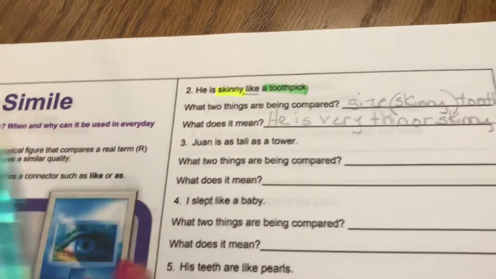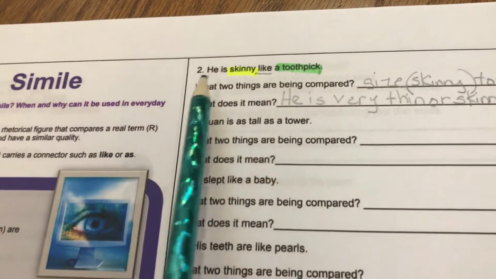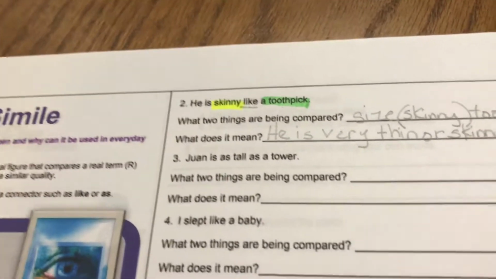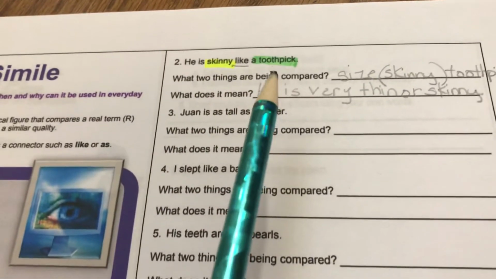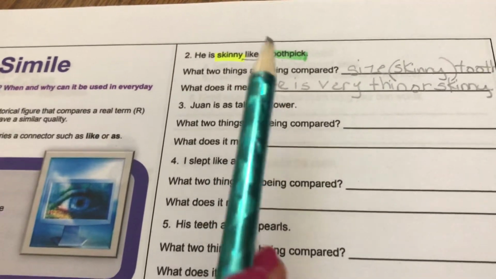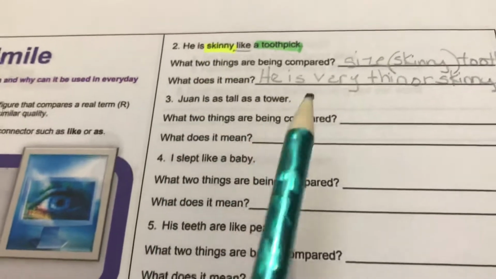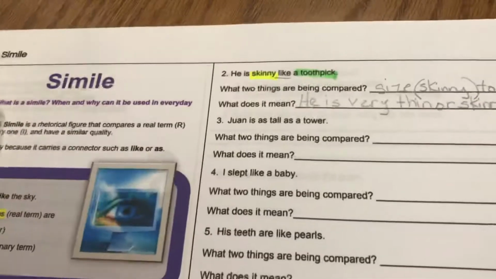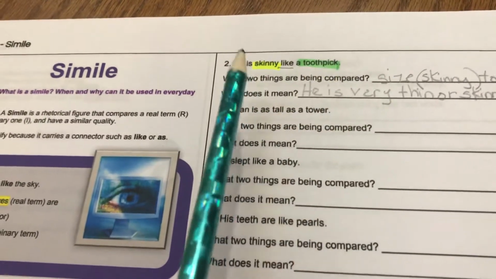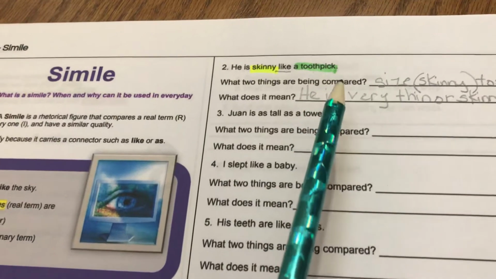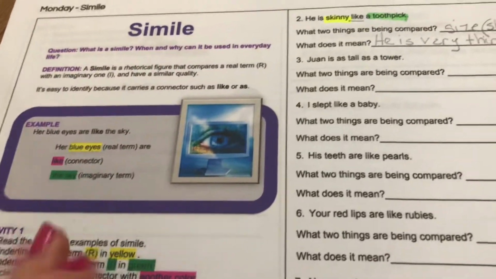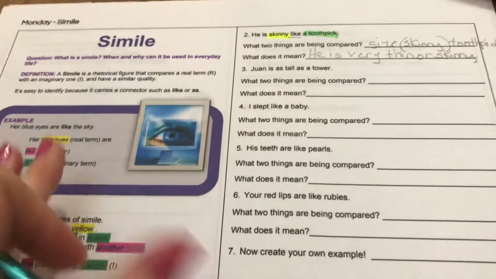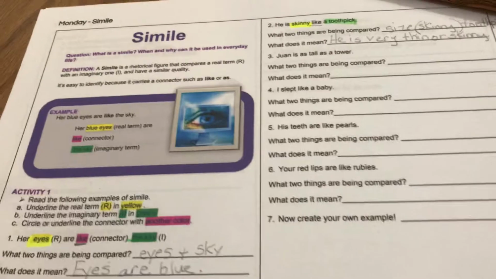And then going back to this simile right here, he is skinny like a toothpick. No one could actually be as skinny as a toothpick. If anybody was as skinny as a toothpick, well, they probably would not be living, right? Because a toothpick is really, really skinny. That is what makes it imaginary. Even though a toothpick is real, comparing somebody's size to it is imaginary. So I hope that makes sense, and I hope that you guys had a lot of fun with your similes on Monday.